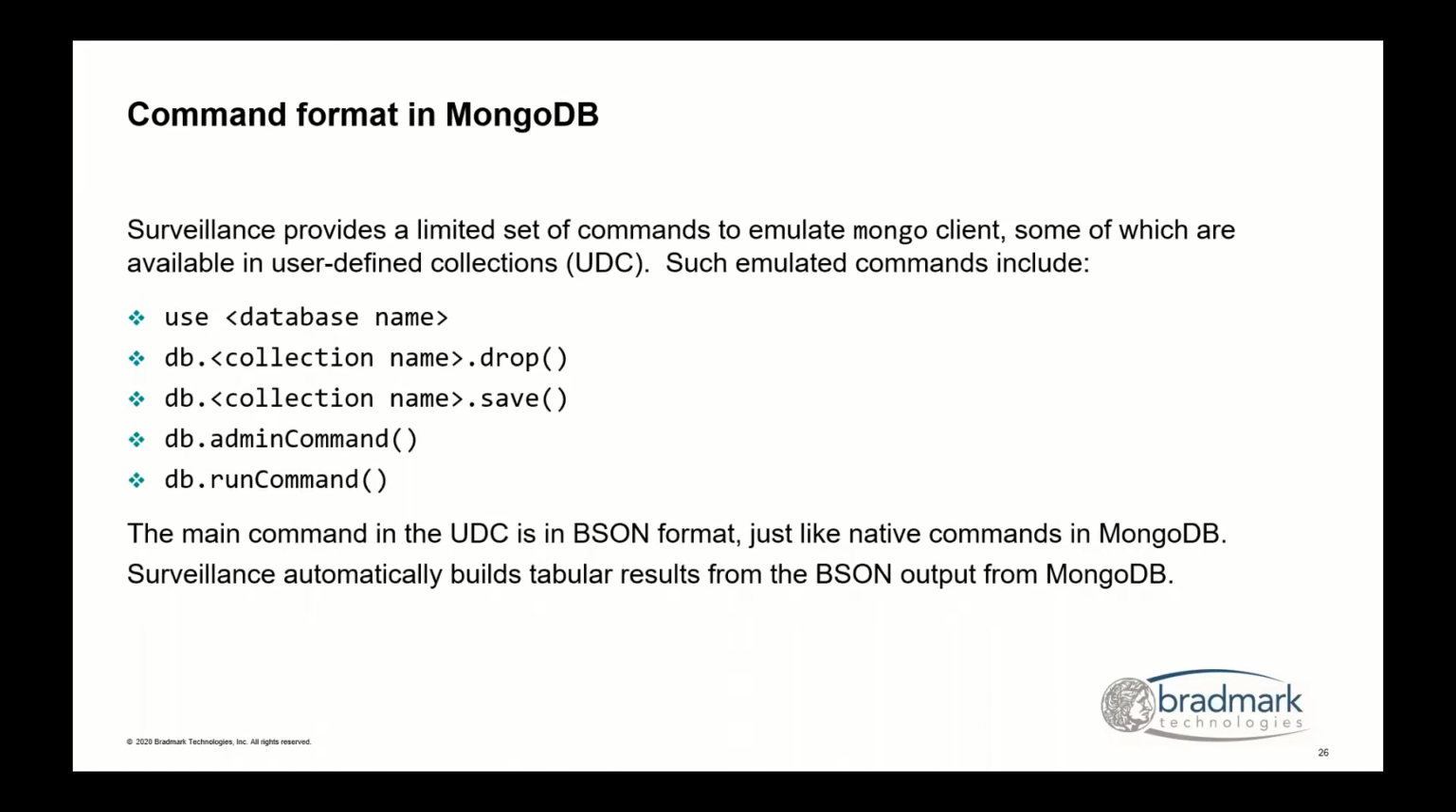And of course, whatever you're doing in UDCs or in our factory collections or other places like that, we're taking the output from MongoDB from the command and turning it into a tabular result. If you're familiar with running commands in Mongo, the output is actually BSON or JSON, and sometimes it's difficult to go through. So we automatically take care of a lot of things to show it in a format that's more tabular, for example.